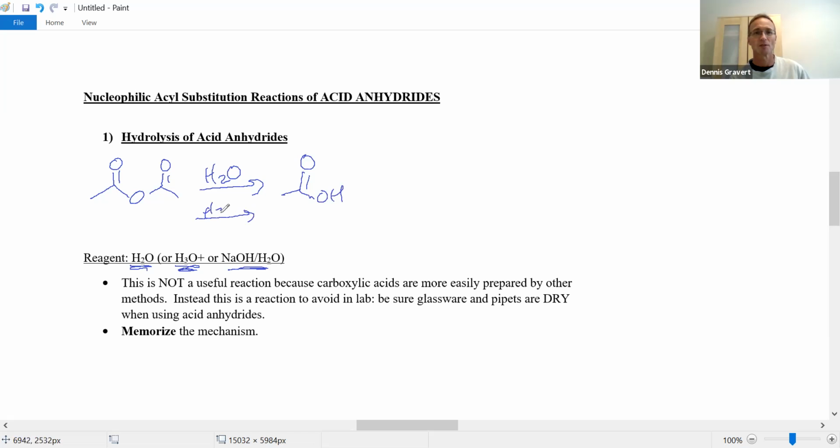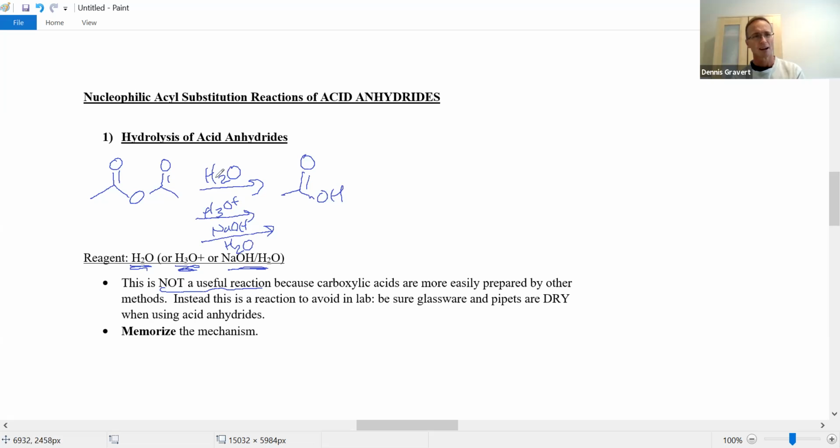Same thing if you use hydronium. Same thing if you use water. That is basic. And again, we're making carboxylic acid, so it's not a useful reaction for synthesis. Instead, for the chemists in the laboratory, if you know this reaction, then if you want to use an anhydride, make sure your glassware, the round bottom flask, is dry. If you use a pipette, make sure you get a clean, dry one. Don't reuse one you rinsed out with water.